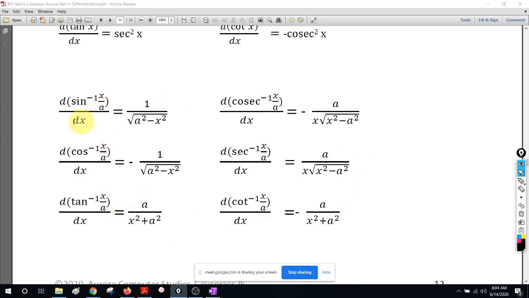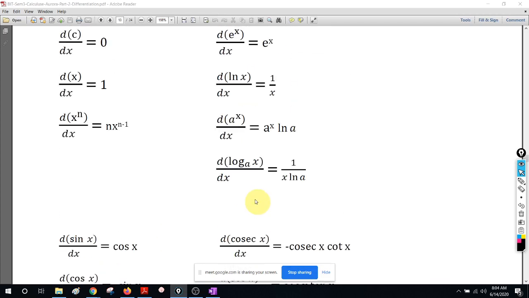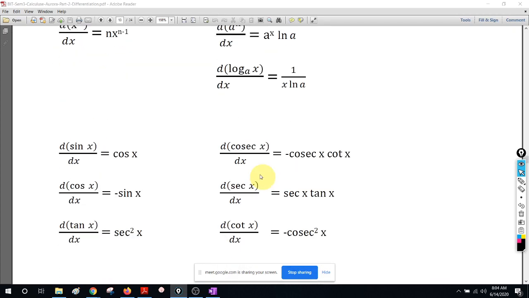The derivative of sine inverse of x divided by a is 1 over the square root of a squared minus x squared. The derivative of cos inverse of x divided by a is minus 1 over the square root of a squared minus x squared. There is a small pattern. If you really look at it very closely, you will get the pattern also. Likewise cosec inverse, sec inverse, cot inverse, and that's it. Nothing else, right? Just one page.